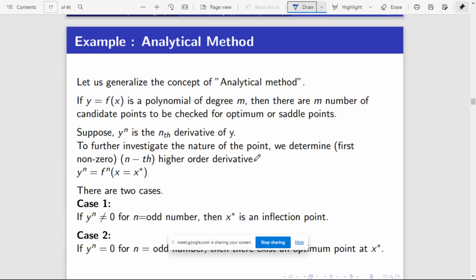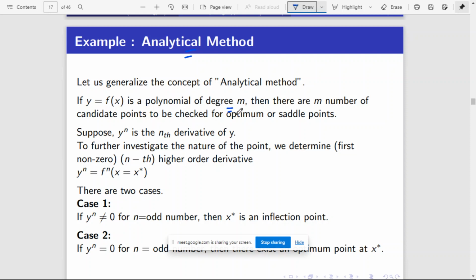So there are, as we discussed, many methods to solve the optimization problem in traditional approaches. One of the methods is called the analytical method. In the analytical method, given a function y is equal to f of x, which is a polynomial of degree m.